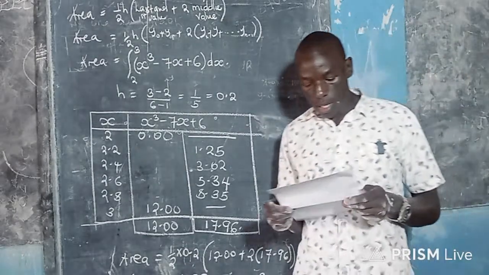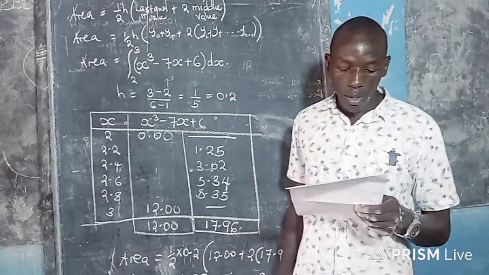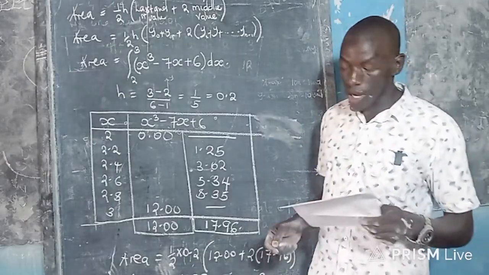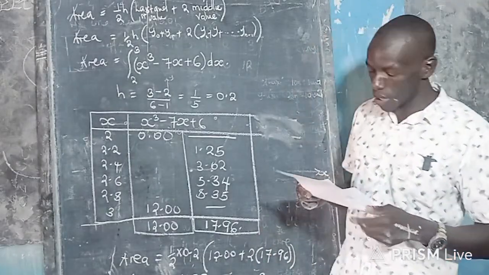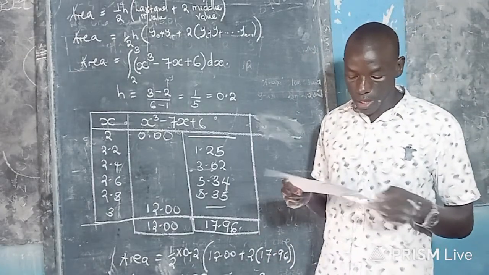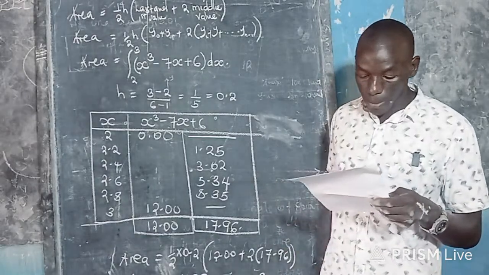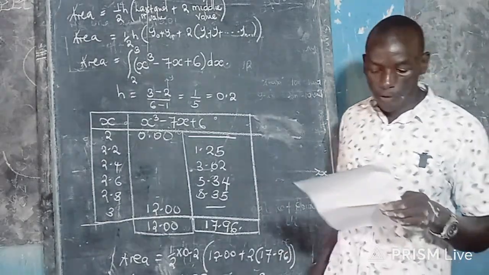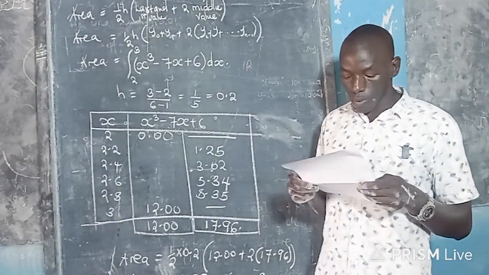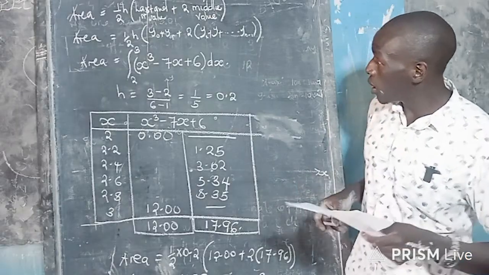So that was concerning paragraph 2. Then paragraph 3, it was about the paragraph of the error. And the error, they are talking about the error that should be got from the volume of a cylinder.